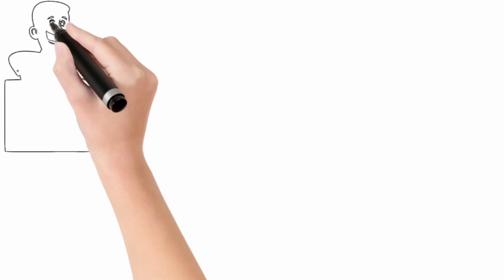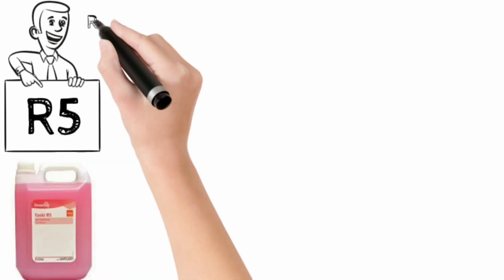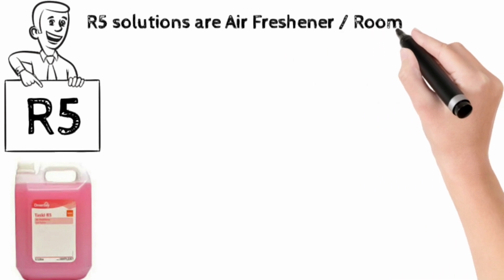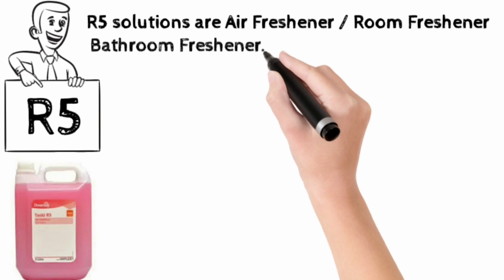R5. What is R5? R5 solutions are air freshener, room freshener, bathroom freshener. These solutions are used in corridors, bathrooms, guest rooms and outlets to keep up the refreshing smell in the venue. How to use this R5?